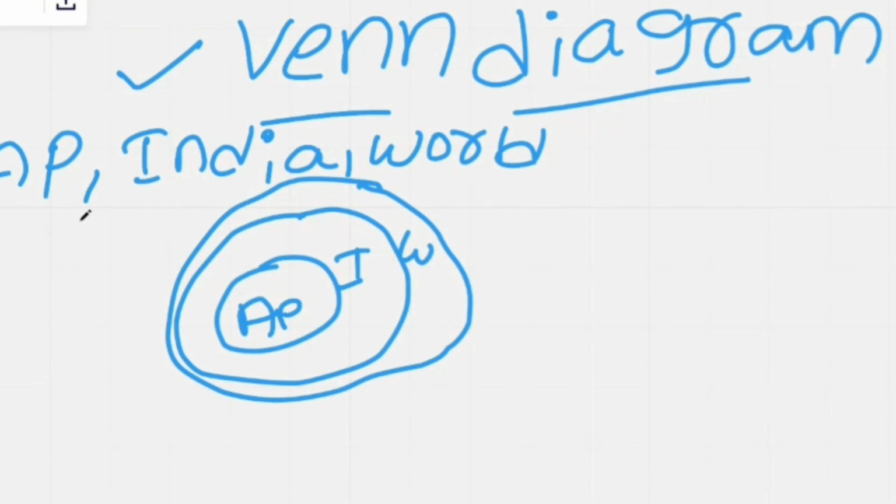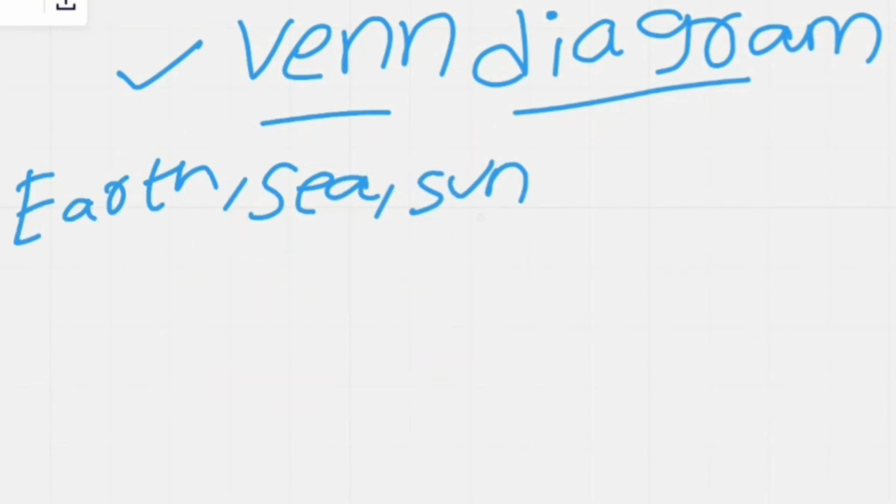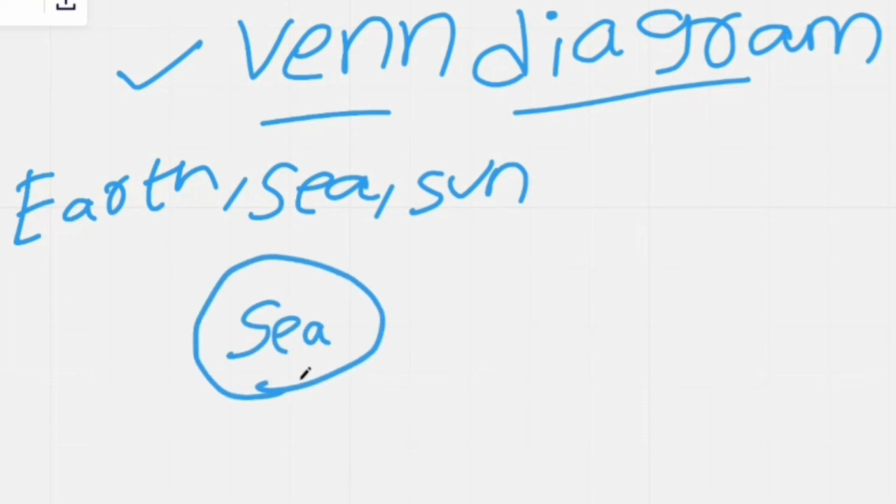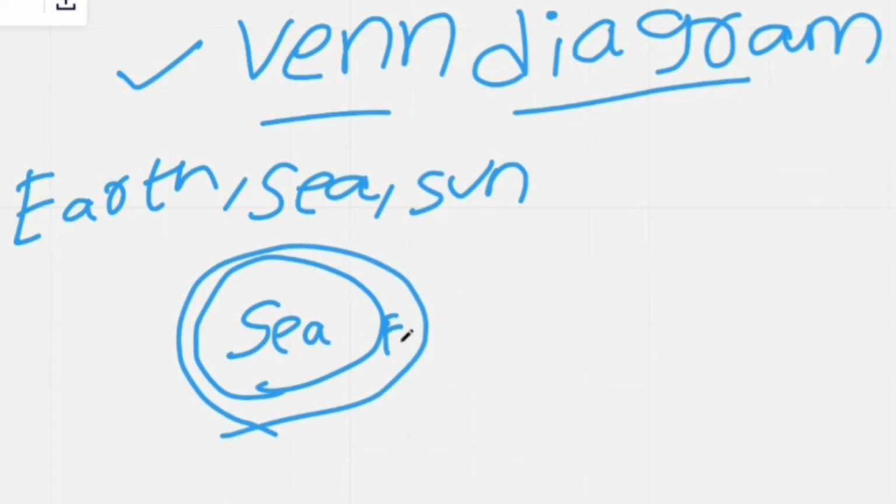Coming to the next question, there was a question in a previous year like earth, sea, sun. They gave these three items and asked us to find the relationship diagram. They gave four options and asked us to find the relationship. So I drew it like this. Sea is definitely in the earth, so I drew it like that. Earth and sea are very different from sun, so I have drawn it like that. Sun is different from sea and earth. So this is the exact Venn diagram.